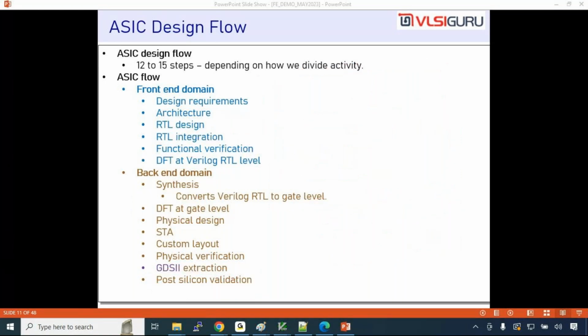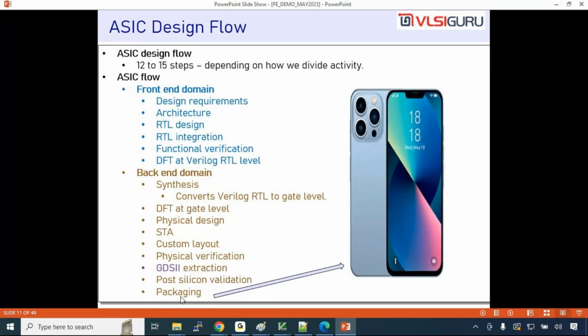Once you know that the chip is good, then it goes for what? Final packaging. It means finally it goes into the mobile phone. That is called packaging. Once you have packaging, that is where you have the final product. So this is all that goes into the product by the time you are using it.